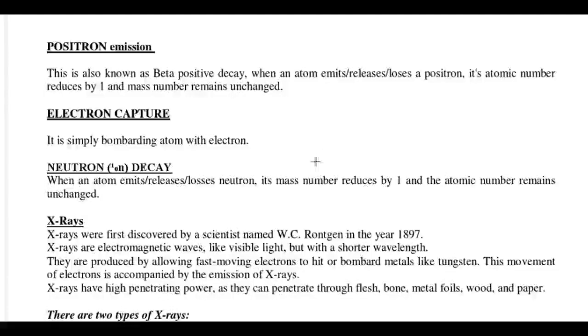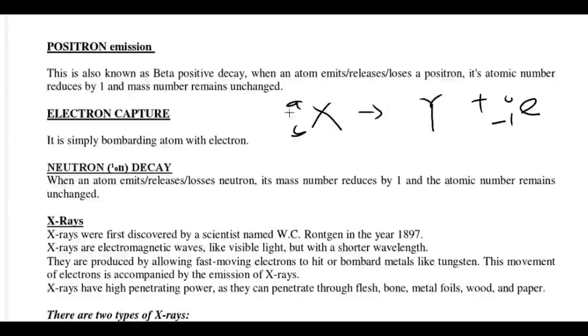So let's check positron emission. This is also known as beta positive decay. When an atom emits or loses a positron, its atomic number reduces by 1 and mass number remains unchanged. Then electron capture. It's simply bombarding the atom with electron. When you bombard an atom with electron, you have electron capture.